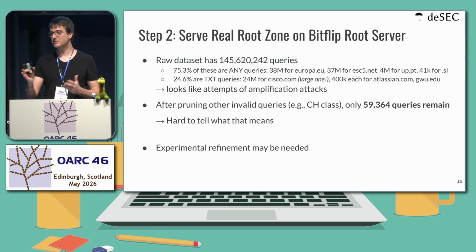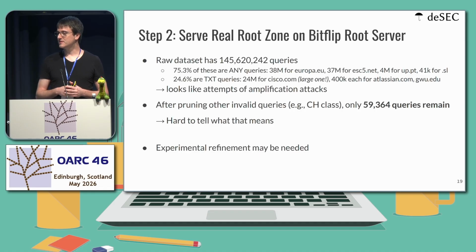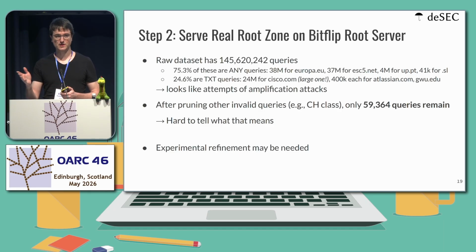So it seems like almost everything that arrived at these name servers that we set up was sort of amplification, well, suitable. I don't know whether it was really the reason. So we pruned that, and about 0.1% of the traffic was left, which was like 60,000 queries, and we didn't know if that's a lot or a little. So we thought maybe we need to refine the experiments because we didn't really see whether we could actually hijack any sort of traffic.